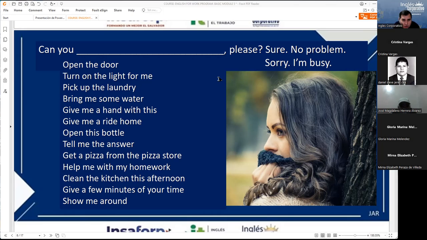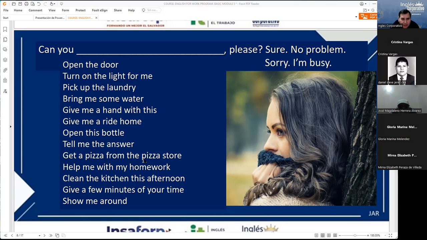Open the door. Turn on the light for me. Pick up the laundry. Bring me some water. Give me a hand with this. Give me a ride home. Open this bottle. Tell me the answer. Get a pizza from the pizza store. Help me with my homework. Clean the kitchen this afternoon. Give a few minutes of your time. Show me around. Okay. So, what you have to do is exactly that.